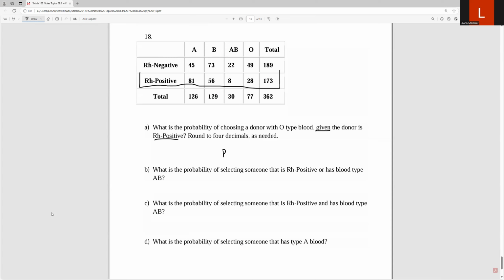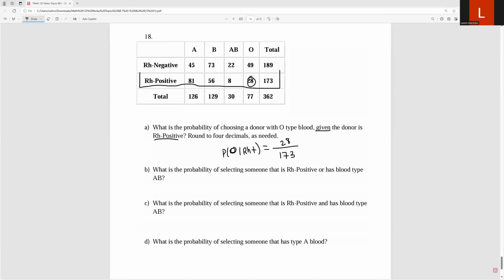We're rounding to 4 decimals on these. So what's the probability that someone's an O blood type given that they are RH positive? We're only talking about the RH positive people, which is 173. Out of that group, 28 of them have type O blood. And then we're going to divide that to get the decimal. So 28 divided by 173. If you want to double check it on your own calculator, I got 0.1618. And again, they told me to round to 4 decimal places. So that's why I did that. And that's for all of these.